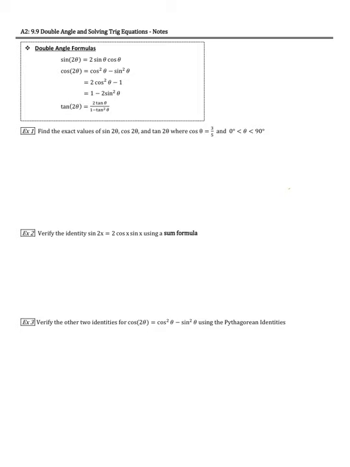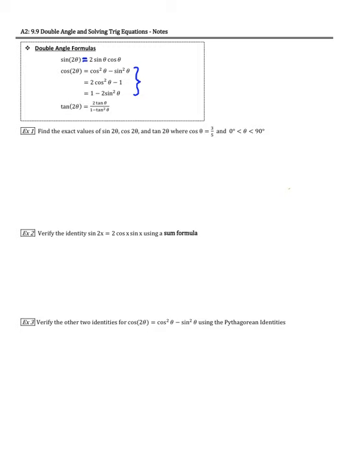So again, it's just a matter of writing something two different ways. If you see sine 2 theta, that is equivalent to 2 sine cosine. Cosine 2 theta actually has three different identities depending on what you need to do. And then your tangent 2 theta is 2 tangent theta over 1 minus tangent squared.